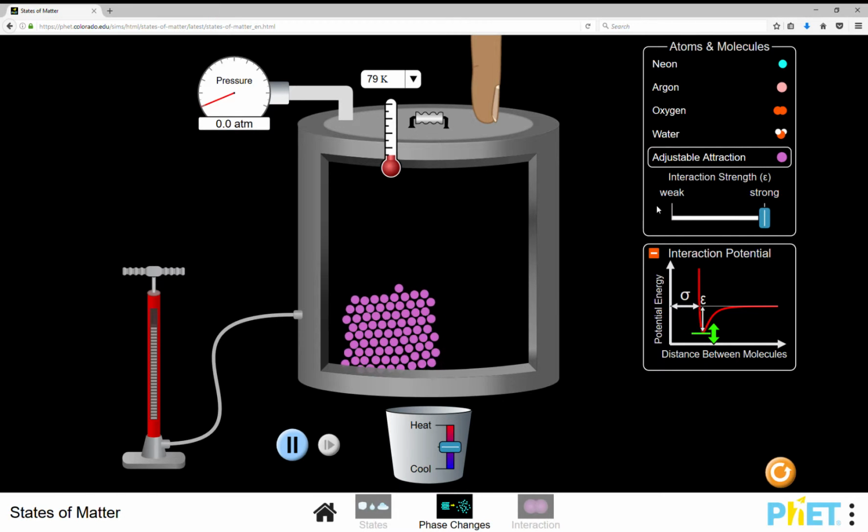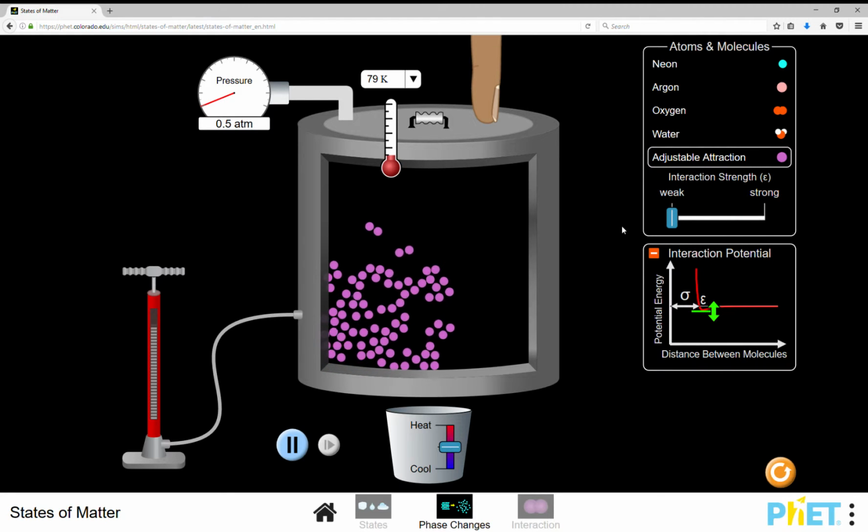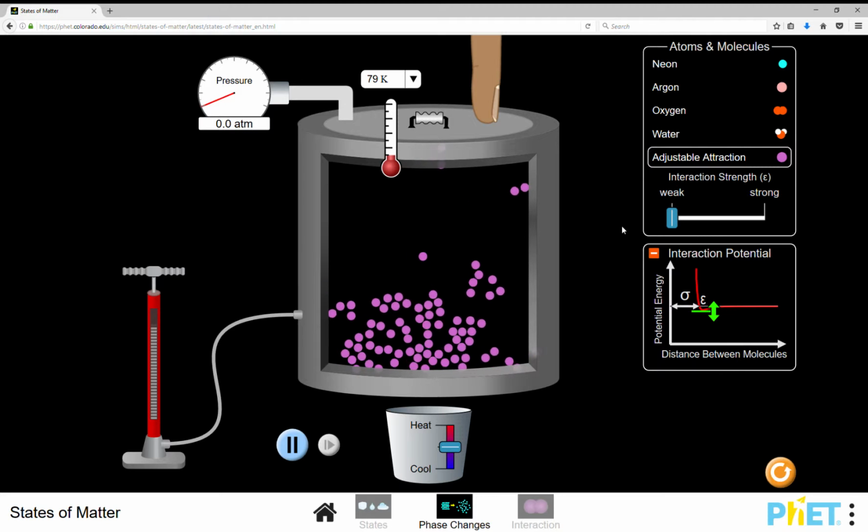So on the simulation I've chosen adjustable attraction here. I've currently got it as strong. Now if I reduce the force of attraction between these different particles, all of a sudden the particles are able to spread apart. The substance has now become a gas.